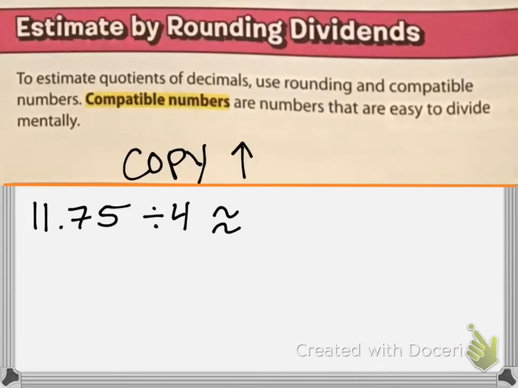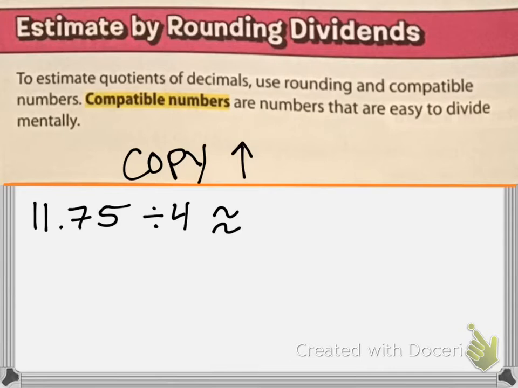I want you guys to copy this down in your books. Estimating by rounding dividends. To estimate quotients, the answers when we're dividing with decimals, we can use rounding with compatible numbers. Like we just did with the 30, where we rounded it to a number that's easier to mentally divide. So compatible numbers are numbers that are easy to divide mentally. That $28.90 was not easy to divide mentally, but that 30 was.